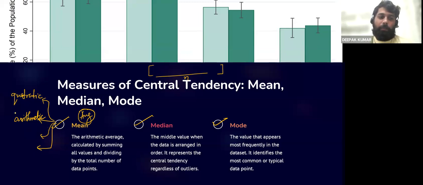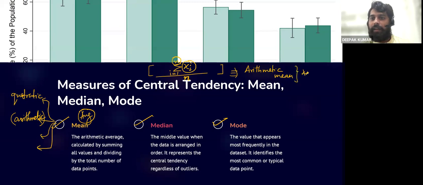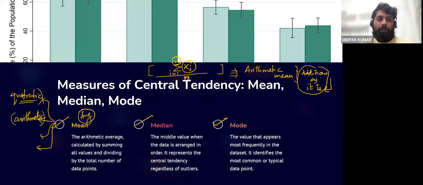You are simply adding and dividing by the total number of items, meaning summation of x_i, where i goes from 1 to n. There are n elements in it. You add all the elements as x_i and divide by the total number of elements n. This is called the arithmetic mean. Arithmetic mean means we add as it is, with no special consideration.